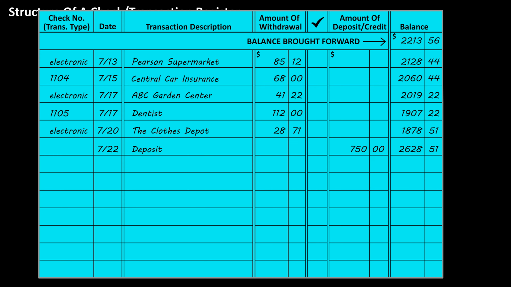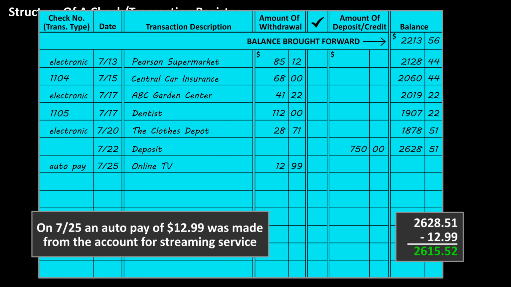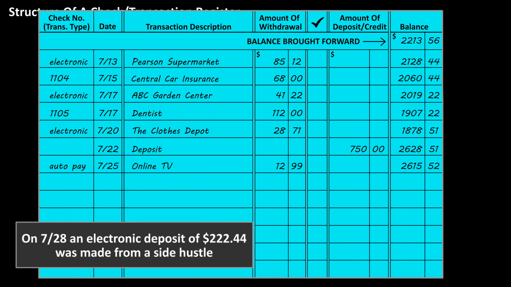Now we're going to go through 2 more types of transactions. The first is an auto pay of $12.99 that is made on the 25th of each month for the streaming service of online TV. For the transaction type, we can put in electronic or auto, and then, as before, put in the date, description, amount of withdrawal, and the new balance of $2,628.51 minus $12.99, which is $2,615.52.